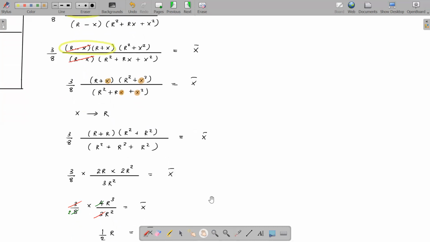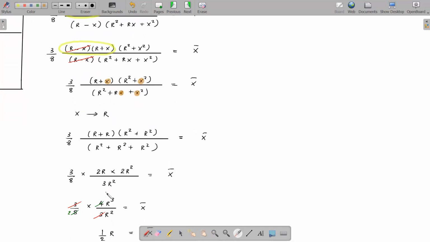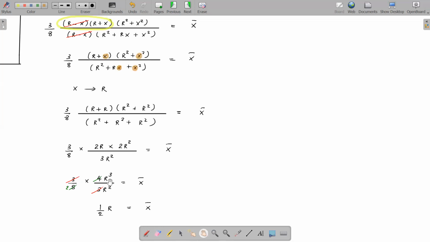And then simplify, you can see we get 3 over 8 times 2 times 2, 4R cube on top and 3R square at the bottom. So simplify, cut, and you can see things cut off: the 3 cuts off, the 8 and 4 remaining, and there's a 2 remaining down, so we end up getting half R cube over R square is R. So basically I'm getting here the center of mass of the hemispherical shell is at a distance half R from the plane face. Can you guys see?